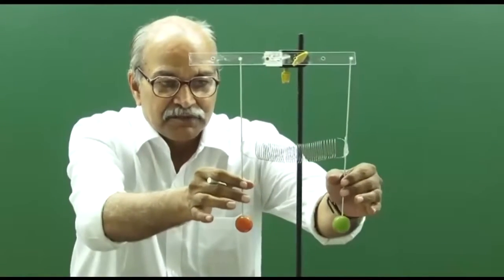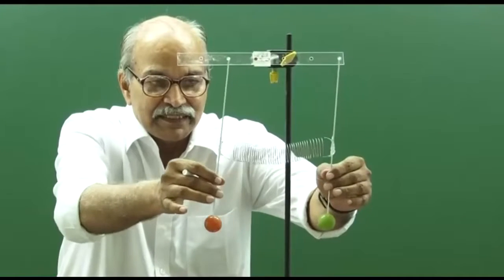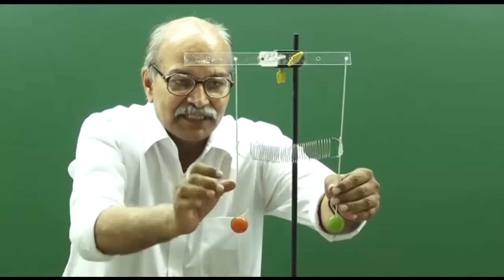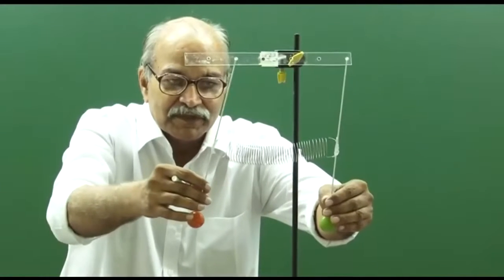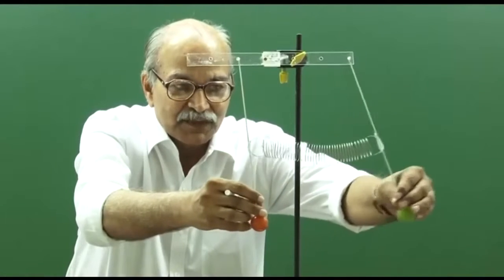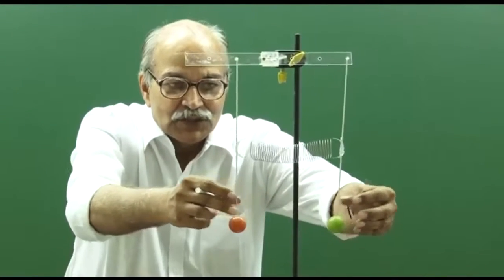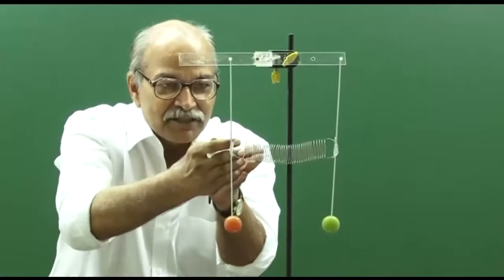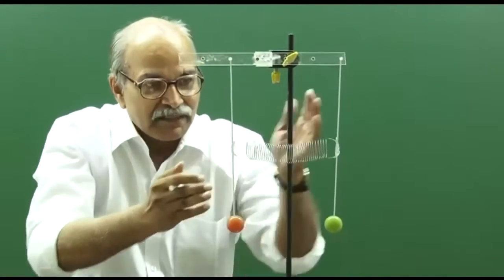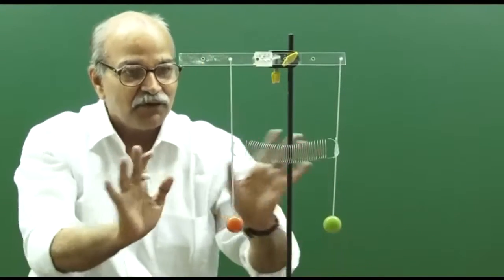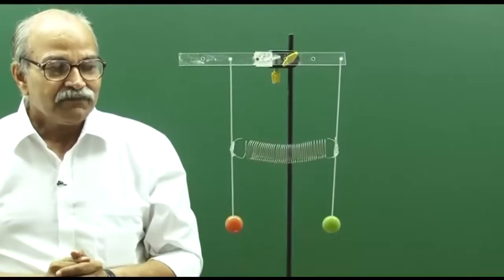If the length of the spring increases, the spring will exert force on this one as well as on this one. If this moves, the length changes, or if it moves this way, the length changes. So, motion of one ball will affect the length of the spring, and then that will affect the force on the second ball. That is how these balls will interact.